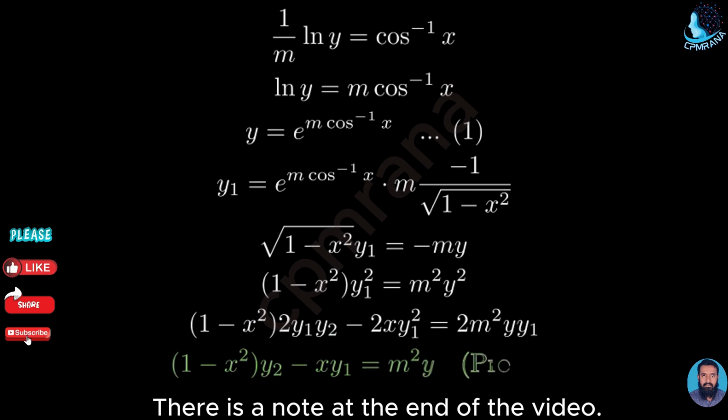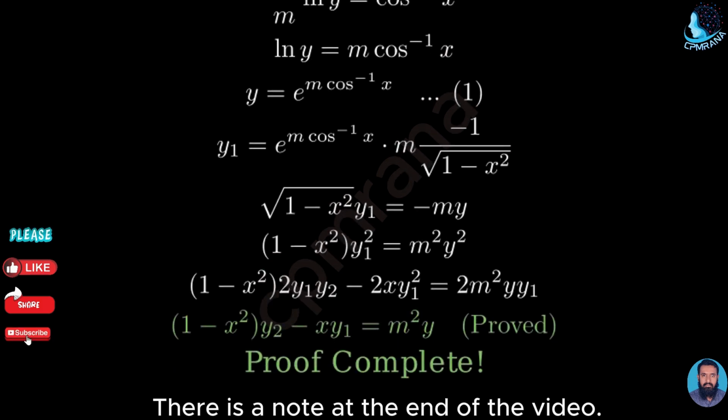Dividing both sides by 2y sub 1, we get 1 minus x squared times y sub 2 minus x y sub 1 equals m squared y, which is what we wanted to prove. And there we have it. We've proven that 1 minus x squared times y sub 2 minus x y sub 1 equals m squared y.